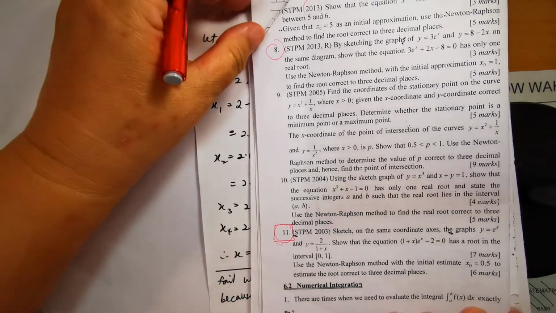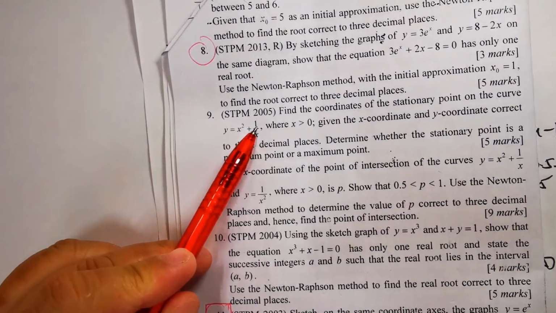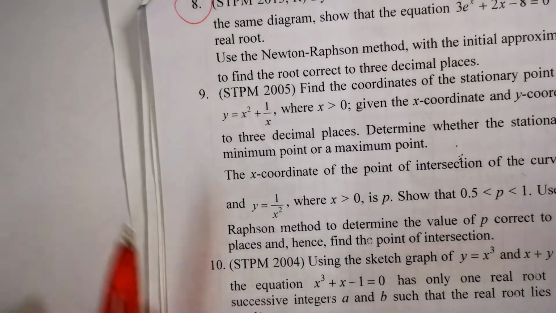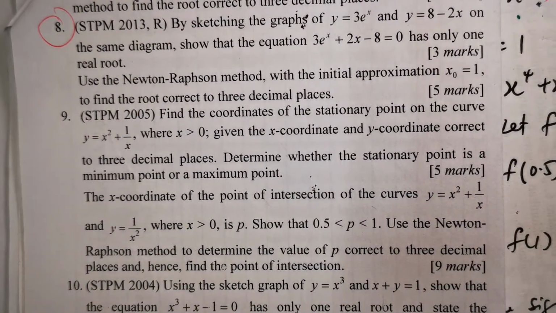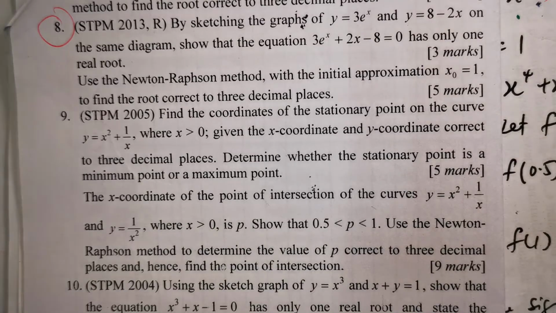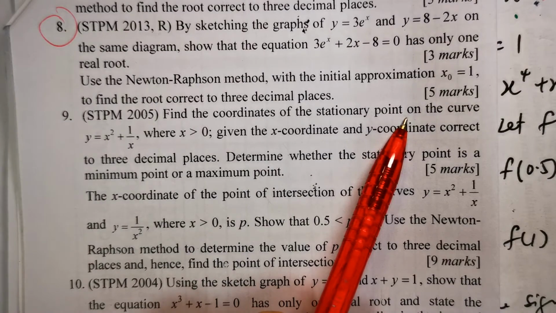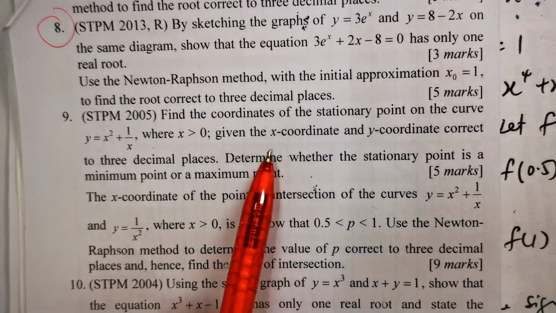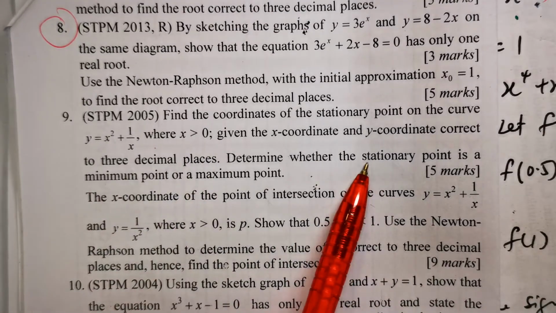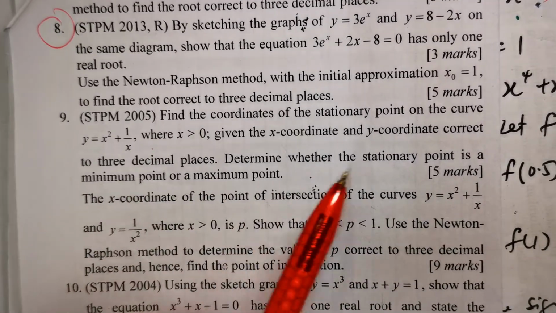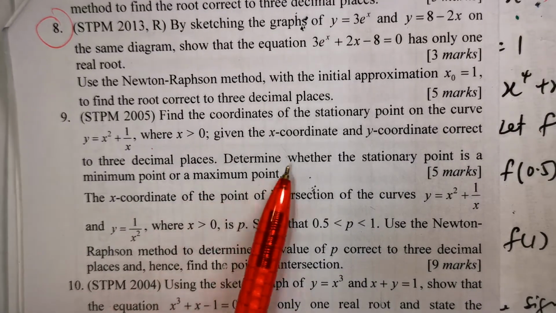Okay, so next I'm going to discuss STPM 2005. You're asked to find the coordinates of the stationary point of the curve. Give the x coordinate and y coordinate, correct to 3 decimal places. Determine whether the stationary point is a minimum or maximum. So this part I'm not going to discuss. You can do it yourself.